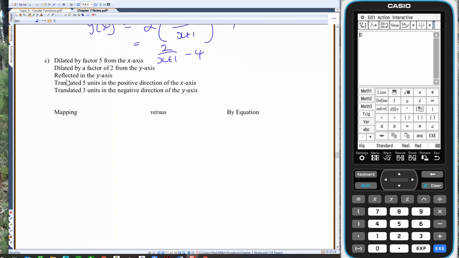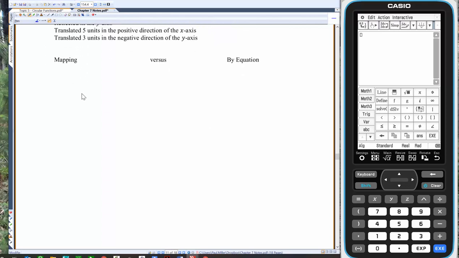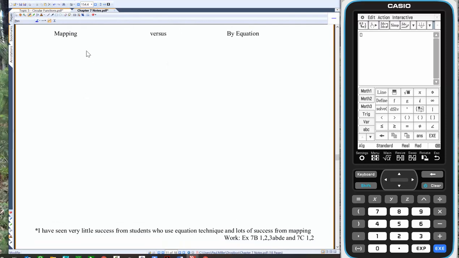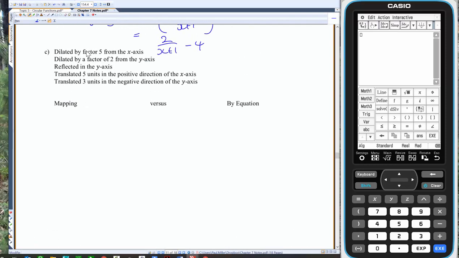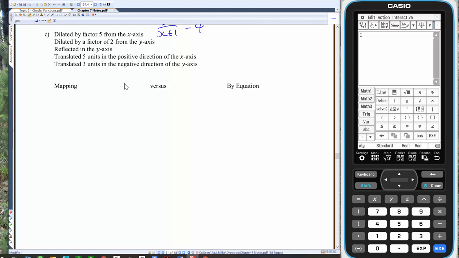Okay, dilated by a factor of 5 from the x-axis, dilated by a factor of 2 from the y-axis, reflected, translated, translated. So what I want you to do is finish off this lesson by attempting it 2 ways. The first method is by mapping, the second method is by equation. Pause the video now, and once you've done it by mapping first of all, unpause it, and then we're going to try and do the same thing by equation.